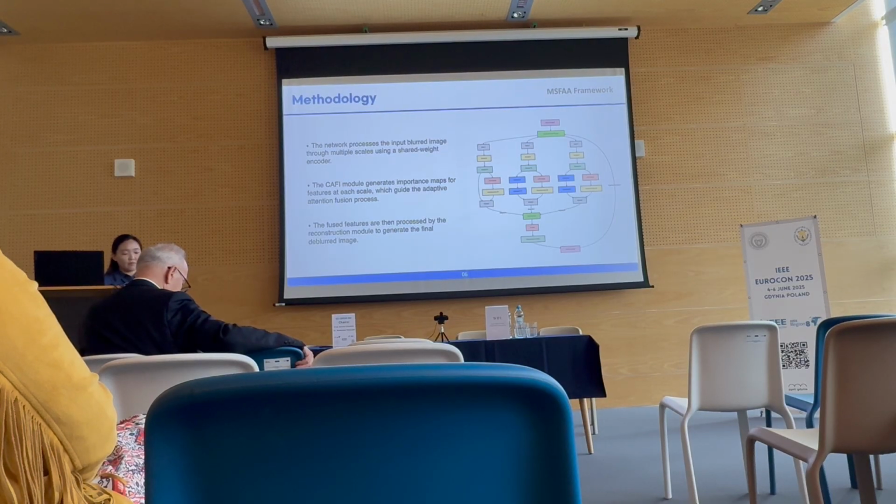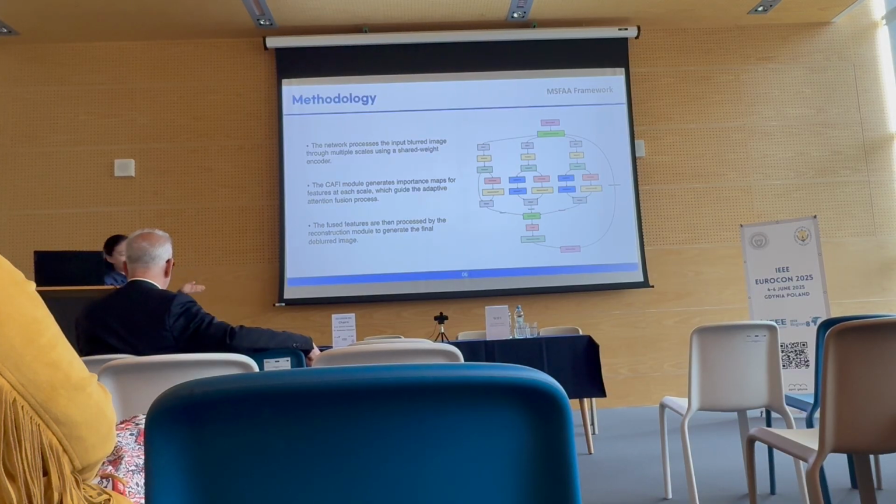Our MSFAA framework processes the input blurred image through multiple stages using a shared weight encoder. Given a blurred image input, we create a pyramid of images at different scales by downsampling. The context-aware module generates importance maps for features at each scale, which guide the adaptive attention fusion process. The fused features are then processed by the reconstruction module to generate the final deblurred image. This allows us to capture information at different resolutions and handle blur at varying degrees.